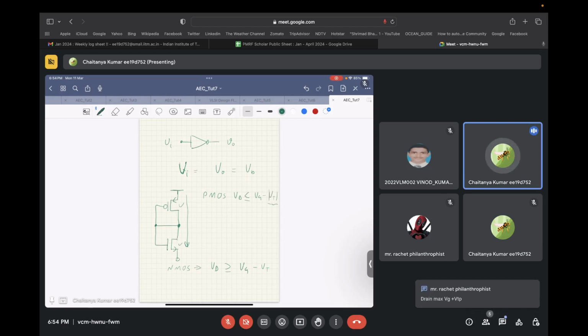So the threshold voltage is basically, you can write it as VG plus VTP, or you can write it as VG minus modulus of VTP. Both ways you can write. VTP is a negative quantity. So these two conditions need to be met for both the transistors to be in saturation. Now, can you see if this condition can be violated if both the input and output are connected to each other?